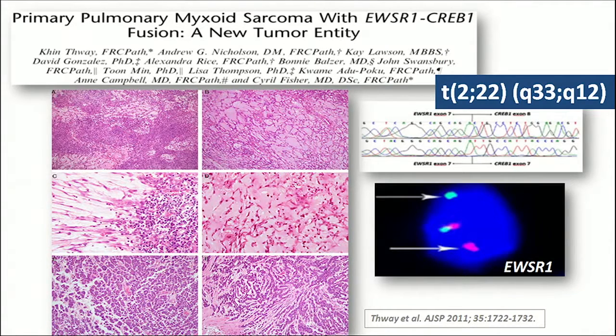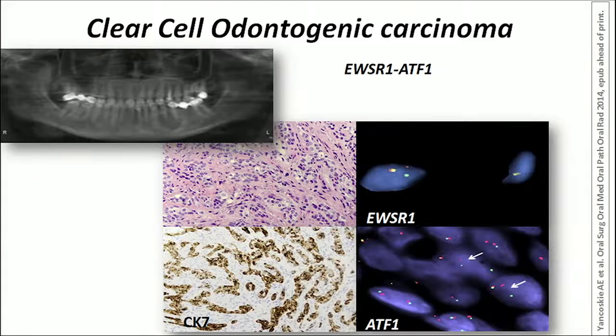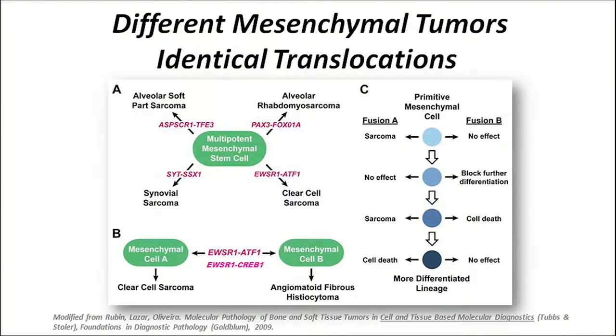There's a newly described entity, the primary pulmonary myxoid sarcoma, same translocation. Now, getting out of the world of sarcomas and into the head and neck world, which is an uncomfortable transition for me, but I'll do the best I can: hyalinizing clear cell carcinoma of the salivary gland, and then within the oral cavity, clear cell odontogenic carcinomas. All of these have the same translocations.